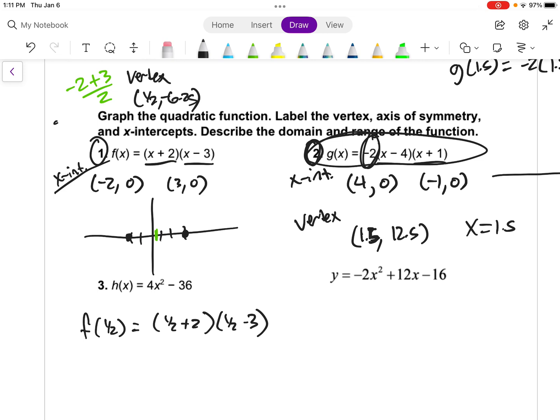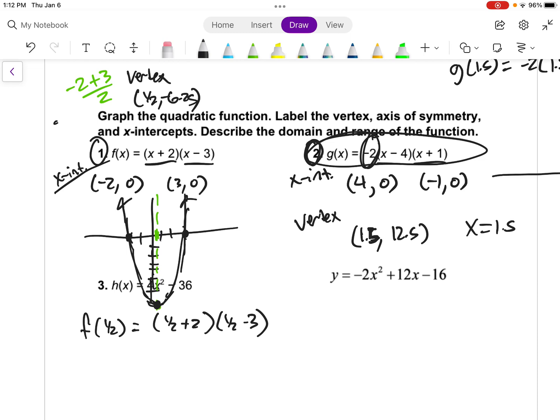Okay, so if I go to my graph, I'm going to go down 1, 2, 3, 4, 5, 6.25. Let's just draw that axis of symmetry all the way down. So somewhere right down in there is where the vertex is. Okay, draw the parabola that crosses through there. Okay, and I've got my graph.